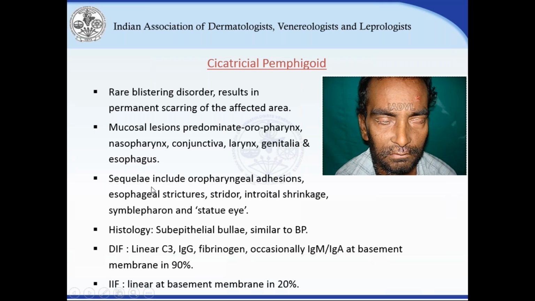So there is scarring. The sequelae include oropharyngeal adhesions, esophageal strictures, stridor, introital shrinkage, symblepharon, and statue eye. In linear immunofluorescence, you see linear deposition in the basement membrane in up to 20%. This is indirect immunofluorescence. We perform direct immunofluorescence, and that is where we see 90% of this deposition.